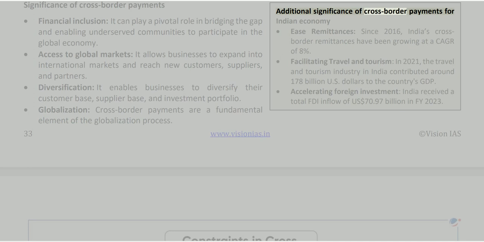Additional significance of cross-border payments for the Indian economy: remittances. Since 2016, India's cross-border remittances have been growing at a CAGR of 8%. Facilitating travel and tourism. In 2021, the travel and tourism industry in India contributed around $178 billion to the country's GDP. Accelerating foreign investment. India received a total FDI inflow of $97 billion in FY 2023.